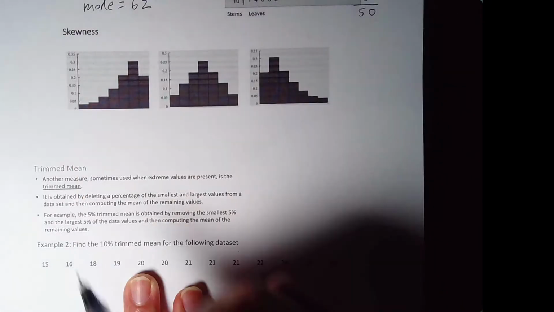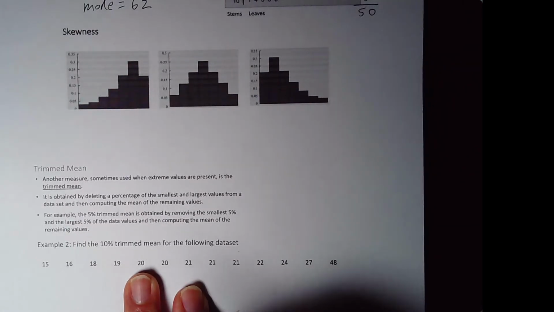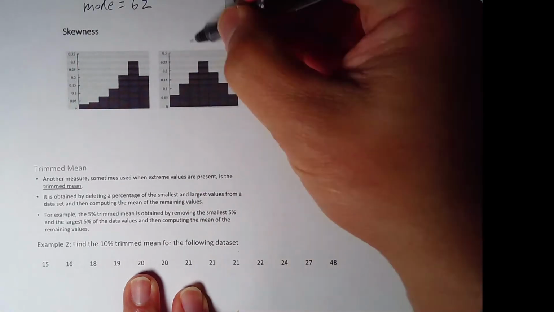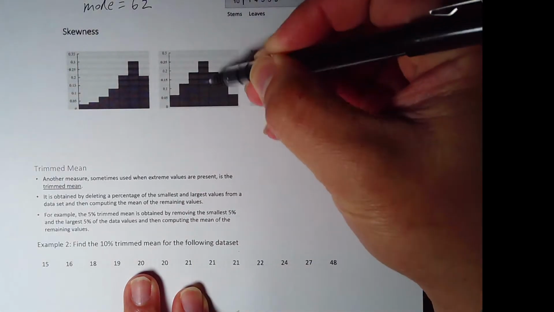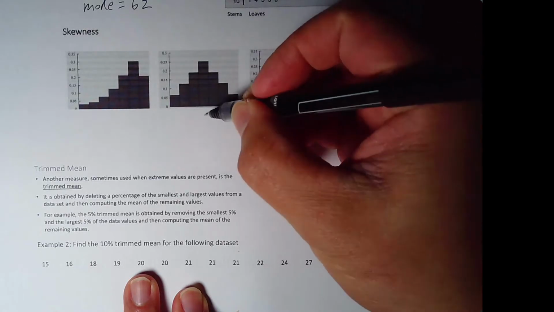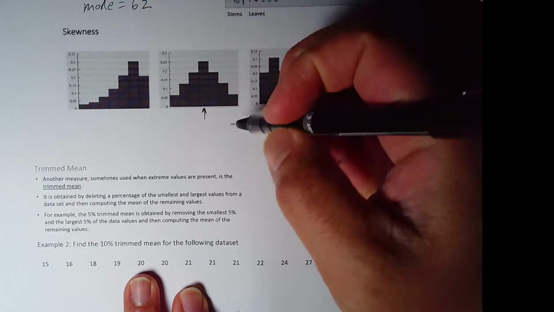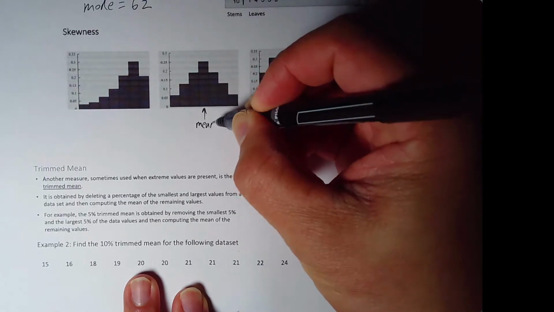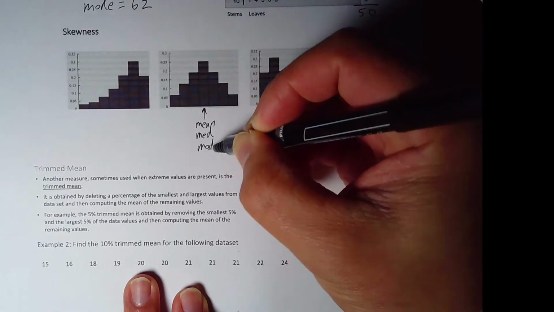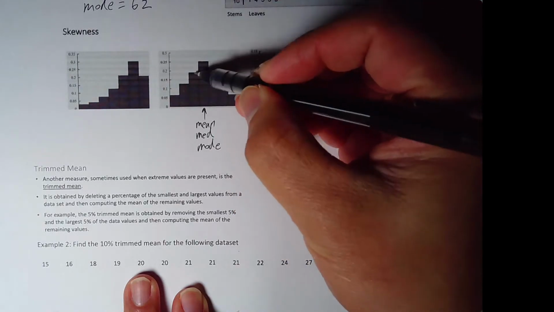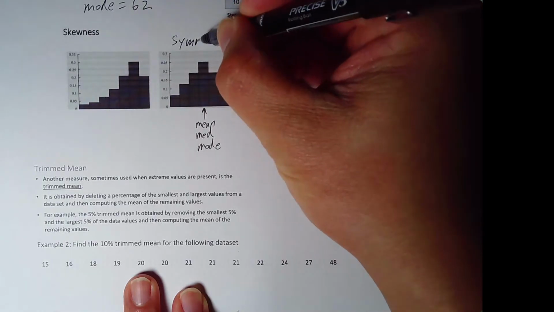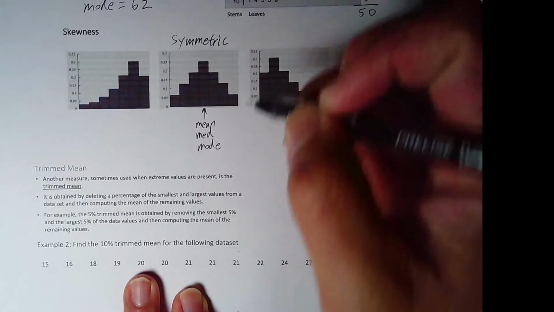Skewness. Skewness is a word that we're going to use to describe the shape of the distribution. Let's start with the middle one. When there's no skewness, meaning the center peaks right at the middle, that means the mean and the median and the mode are at the same place, the same number. And the tails are exactly the same. We call this symmetric. So there is no skew.